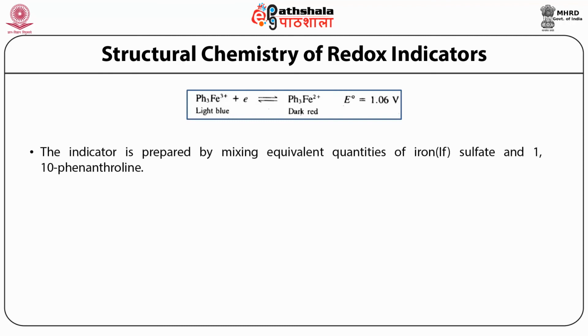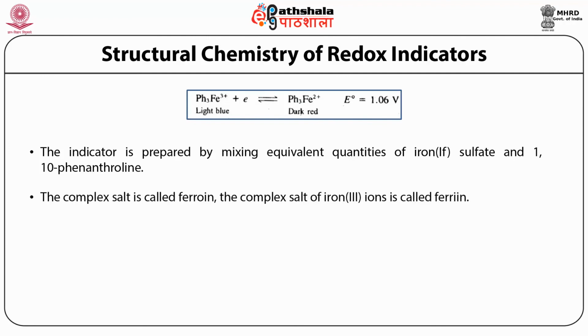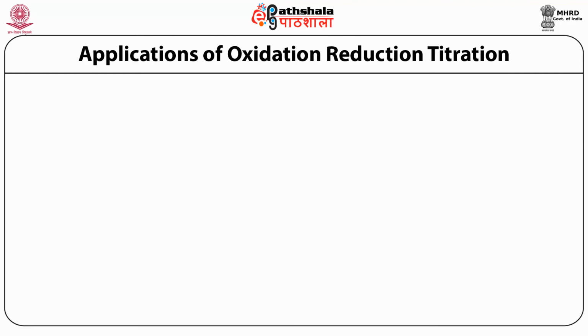The indicator is prepared by mixing equivalent quantities of iron 2 sulfate and 1,10-phenanthroline. The complex salt is called ferroin, and the complex salt of iron 3 plus ions is called ferriin. Now we discuss the applications of oxidation reduction titration.